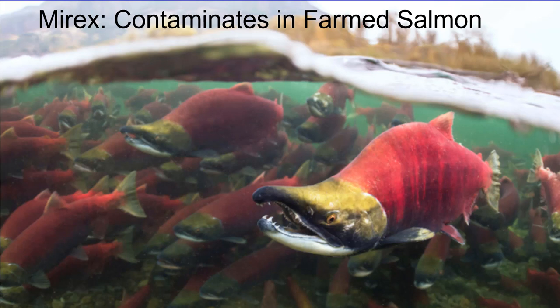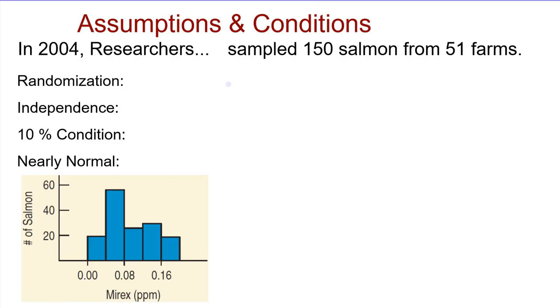It's been known to cause cancer and is suspected to be toxic to the liver, kidneys, and endocrine system, which I believe controls your hormones. One farm in particular produced salmon with very high levels of Mirex. After those outliers were removed, the summaries of the Mirex concentrations in parts per million (ppm) in the rest of the farm salmon are as follows. Then they give us the summary statistics for that. Let me click over here. There we go. All right, so our assumptions and conditions.